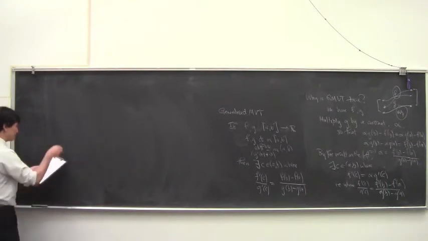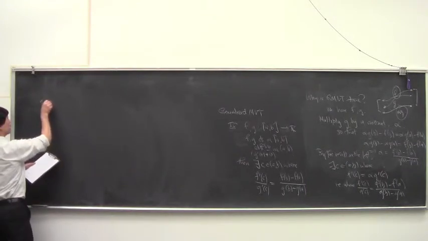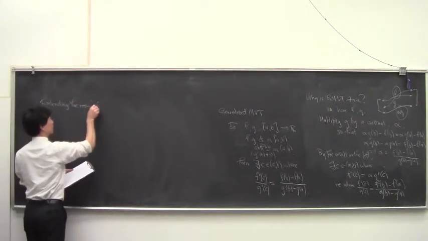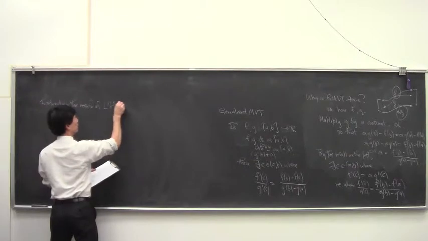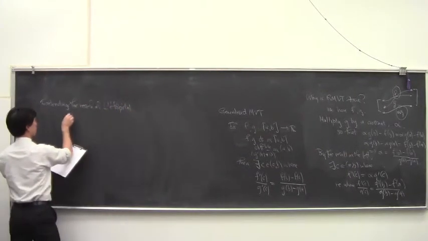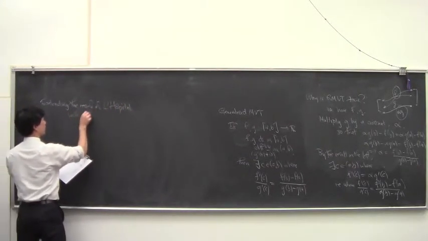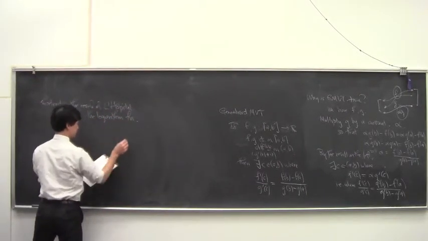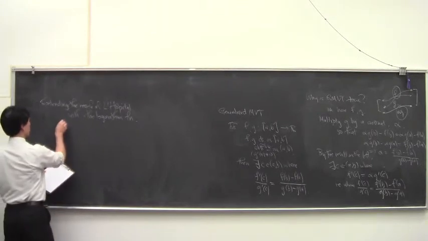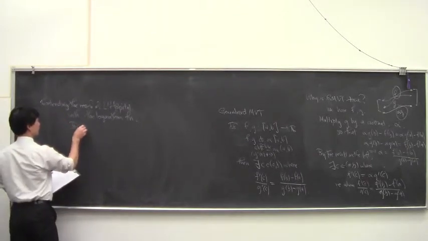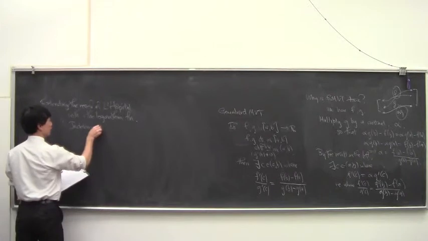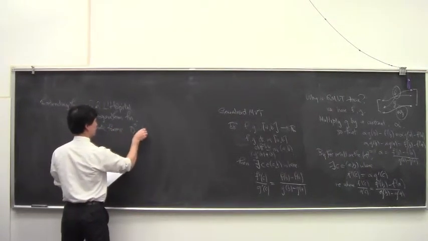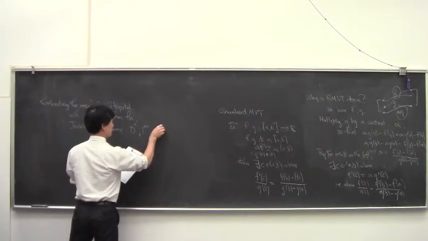Okay, so now let's get back to extending the reach of L'Hopital's rule, using the logarithm function. This is called indeterminate forms: 0 to the 0, 1 to the infinity, and infinity to the 0.